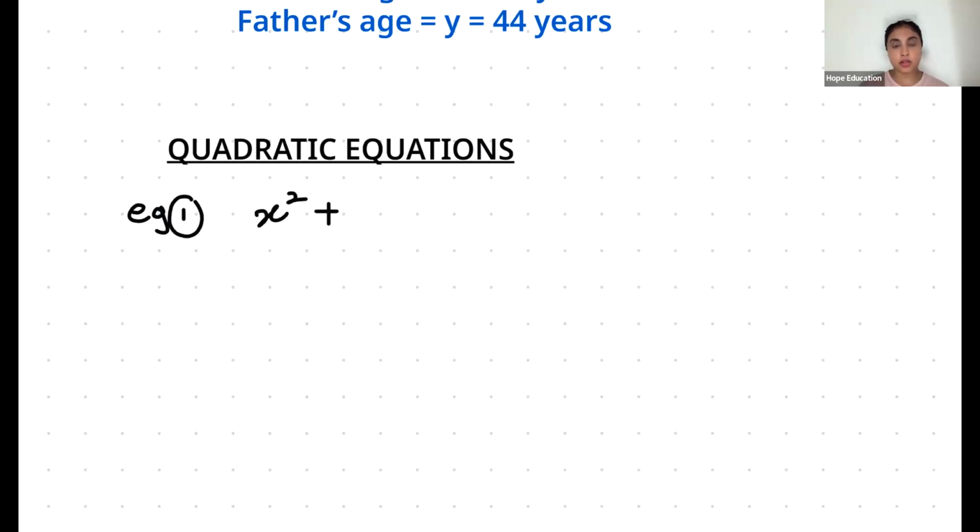x squared plus 2x equals 0. Now, a rule in quadratic equations, always on one side there has to be 0. If there is no 0, we have to prepare it so that there will be 0. Now, thankfully, here there is 0, right?